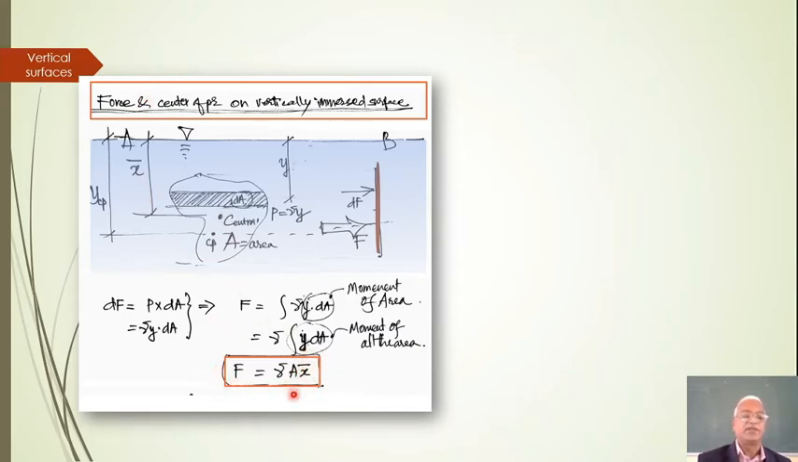Earlier also we have seen this. Maybe we had called it gamma A h bar. H bar or x bar remains the same. It is the depth of centroid from the free surface. That is what is to be remembered.